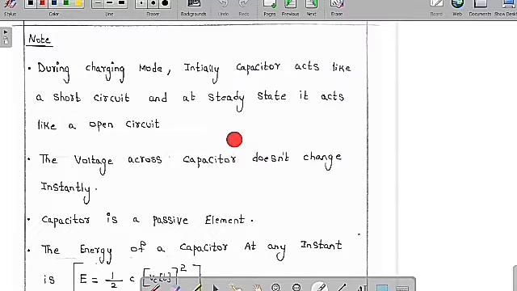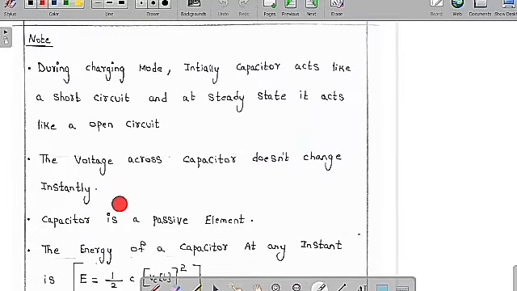But at steady state the capacitor voltage reaches the steady state value equal to the supply voltage. At that condition the current is equal to 0, which indicates it acts like an open circuit. So whenever you charge the capacitor, initially it acts like a short circuit, and finally it acts like an open circuit. The voltage across a capacitor doesn't change instantaneously.